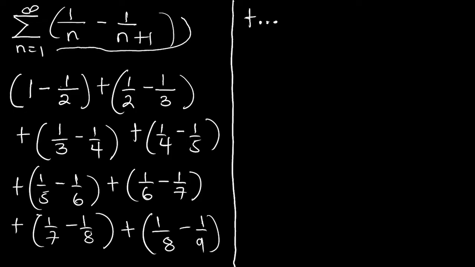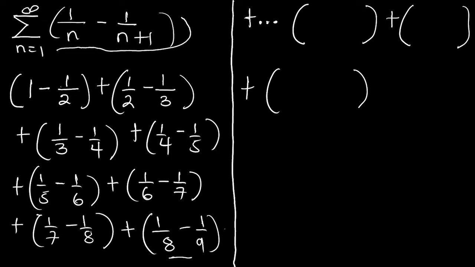So I'm continuing from here. 1 over 8 minus 1 over 9 plus, you are going to have a certain term here. This is the last but 3 term plus, you are going to have the last but 1 term here, and you are going to have the last term here. So obviously our last term is going to be 1 over n minus 1 over n plus 1.